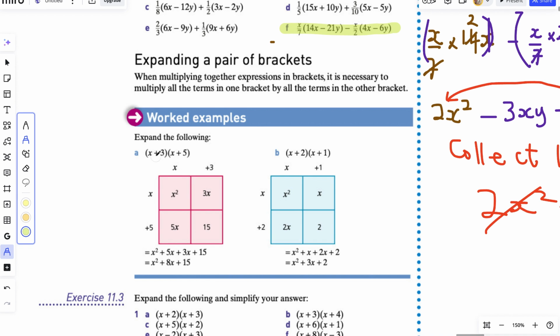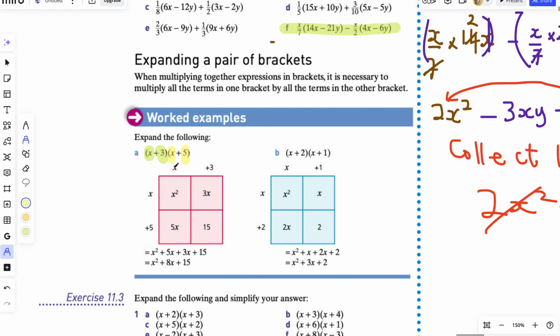You write the x plus 3 on the horizontal top. You draw a 4 box because there are 4 terms. 1, 2, 3, 4. There are 4. So I draw a 4 box. The first bracket I put on top, and this second one I put on the vertical side. Okay. So now I multiply.